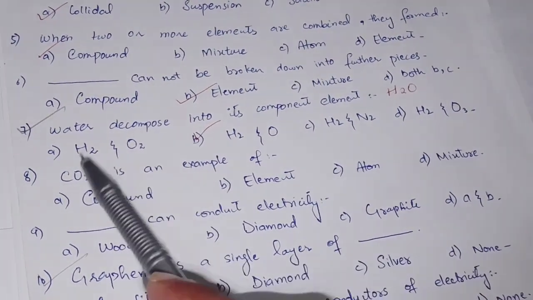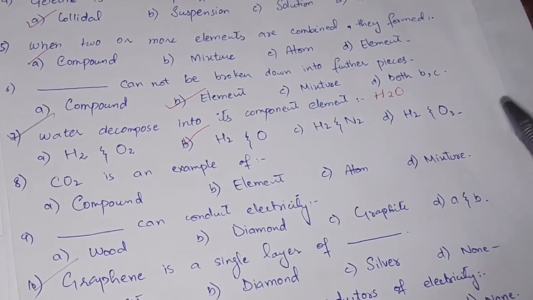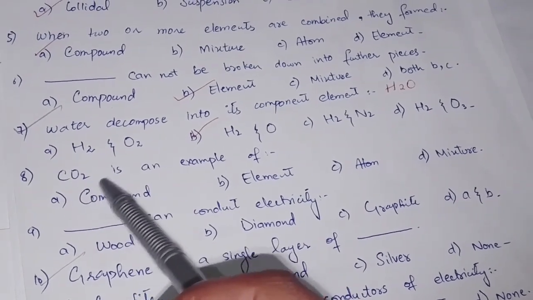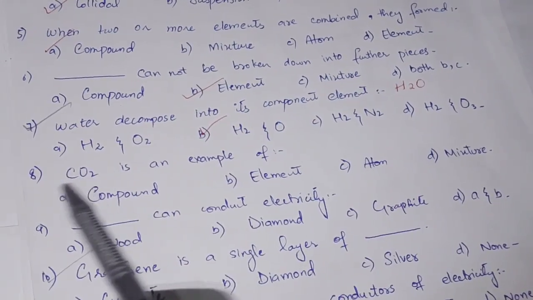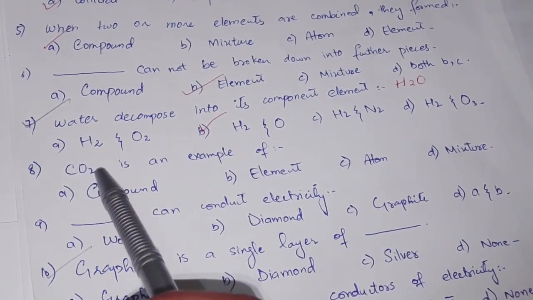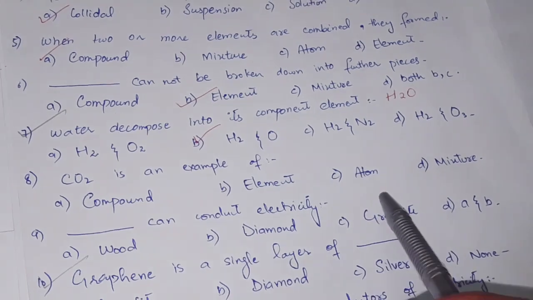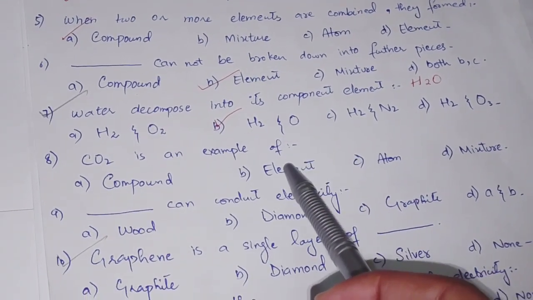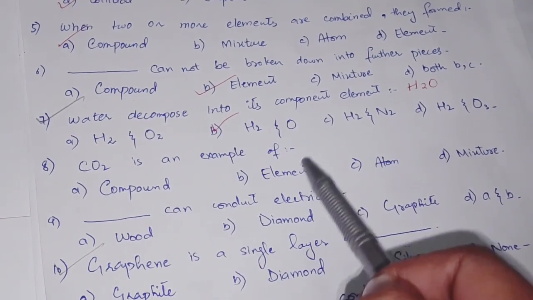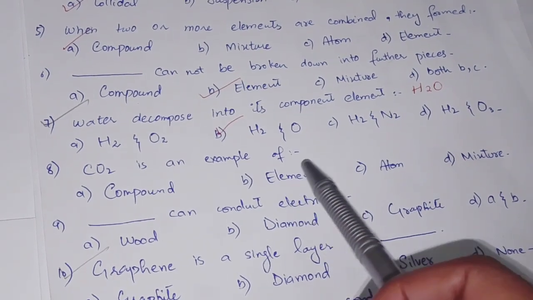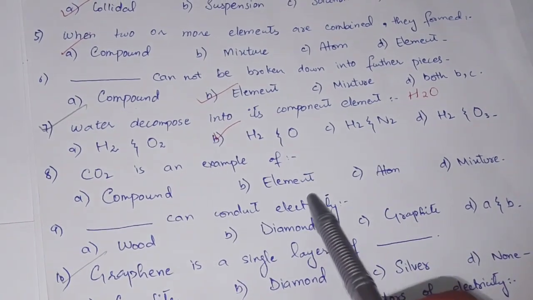MCQ number 8. Carbon dioxide is an example of compound, element, atom, or mixture. It is not a mixture, because there are not more than two compounds here, so mixture is the incorrect option. Atom: we have CO2, and an atom is a single thing, but we have carbon here and oxygen here, so atom is also incorrect. Element: we have seen that it is composed of carbon and oxygen, two things, so element is also incorrect, because an element is composed of only the same kind of atom. Here are two different elements, so option B is also incorrect.